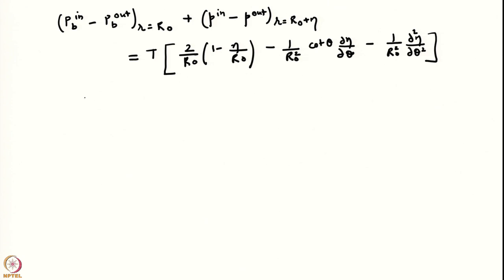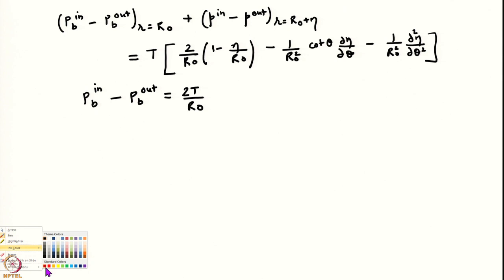We have already seen that the base state pressure satisfies the relation P_B in minus P_B out, these are uniform pressures, is equal to twice T by R0. You can see that I can use that equation to cancel out this term with the first term. So, the first term if you open the bracket will be twice T by R0. I can cancel that out, that is the base state contribution.